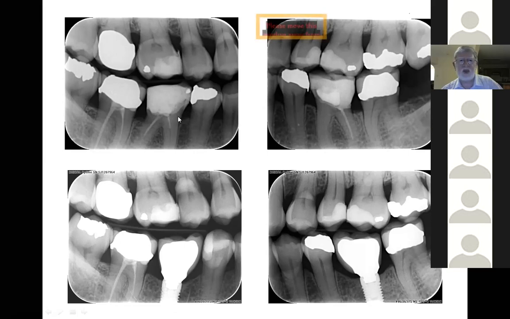Okay. So, yeah, that tooth was taken out. There's an implant replacement. And the rest of the mouth is quite stable.